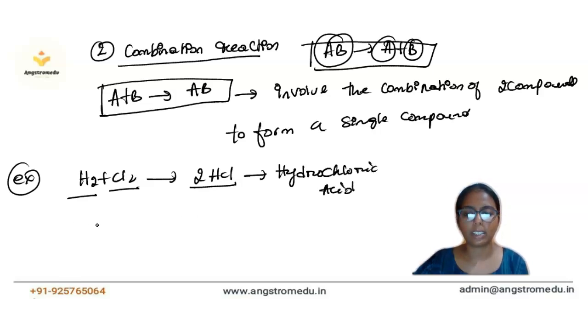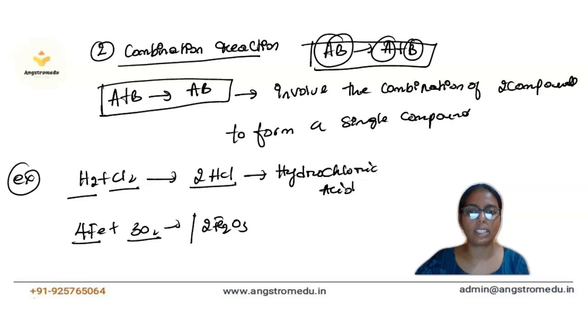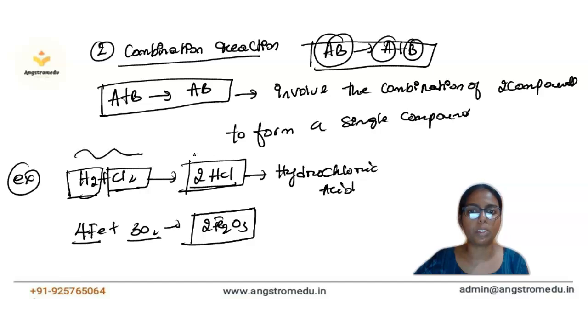Next, let's look at another example: 4Fe plus 3O2 gives rise to 2Fe2O3. So this is the iron and this is the oxygen that combine to form ferric oxide. So this is an example for the combination reaction. In general, we can say that two lighter compounds or two single compounds can merge together to form one single compound. So these two are individual compounds that get merged together to form one single compound. So this is an example and the definition for the combination reaction.